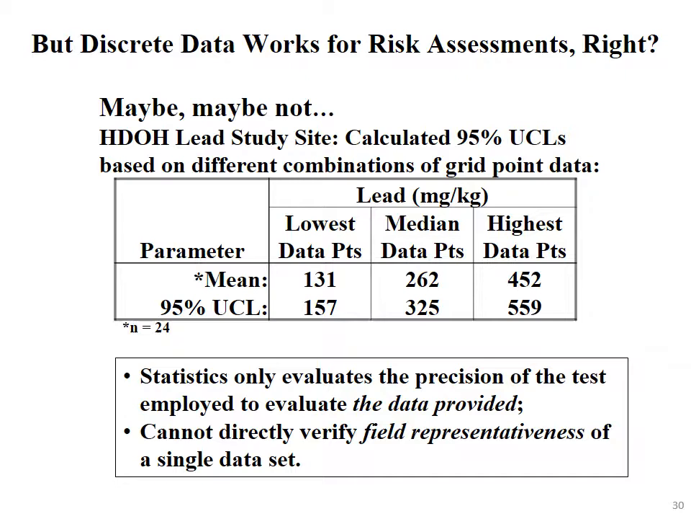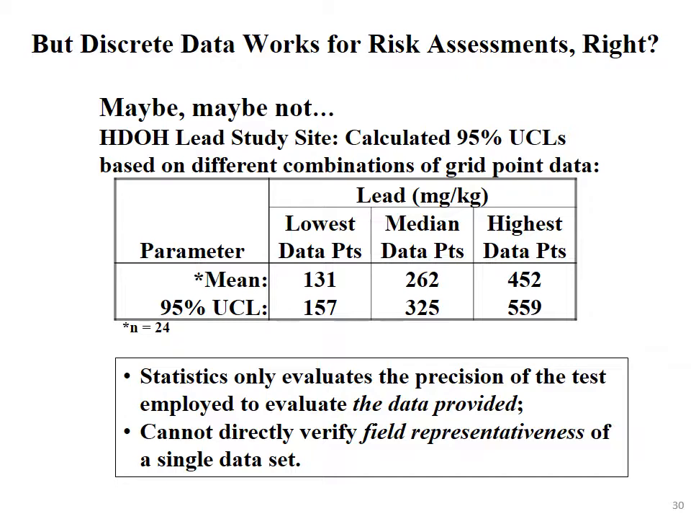This is, again, from our lead study site. It's what we did at the lead study site. If you remember, we had 24 grid points, and we had lots of discrete samples around each grid point. So we used those data to calculate 95% UCLs based on different combinations of the data. If we took the lowest concentration of lead at each one of those 24 grid points, we get a mean of 131 ppm lead, 95% UCL of 157.